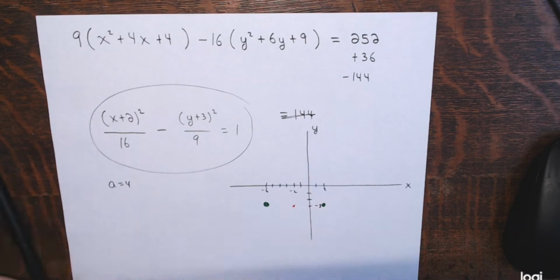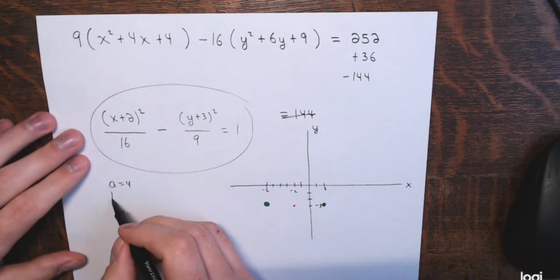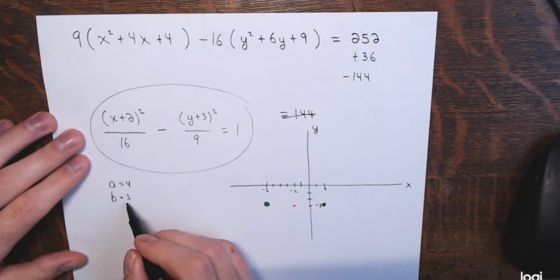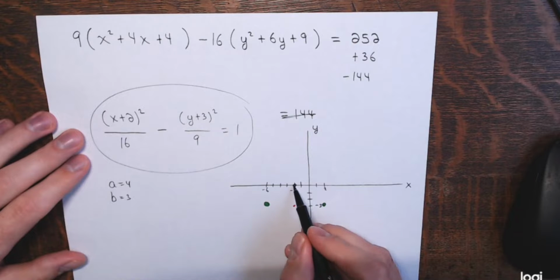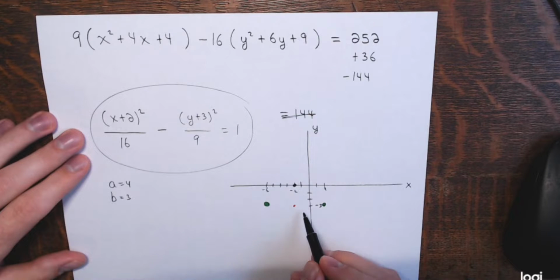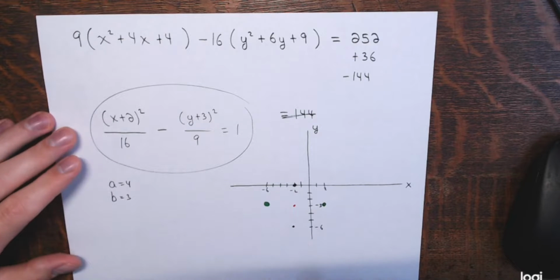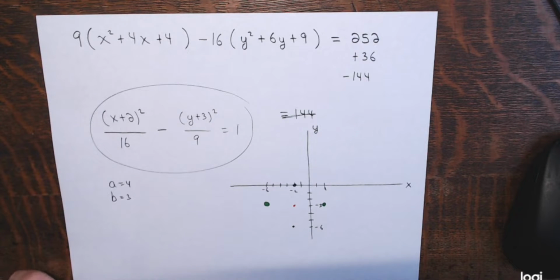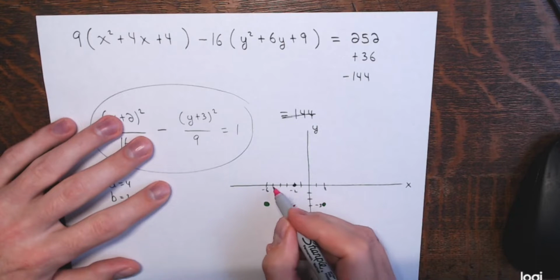Those are actually solutions of the equation we were given. And then the value of b is 3, right? B squared is 9. So from here I go up 3. There's a co-vertex, negative 2, 0. And then down 3. There's negative 2, negative 6. And that helps me form that box.